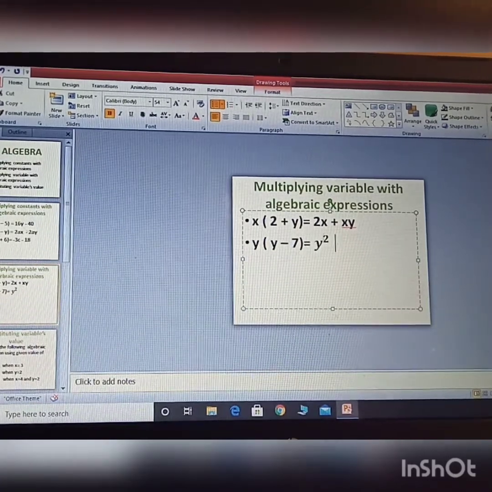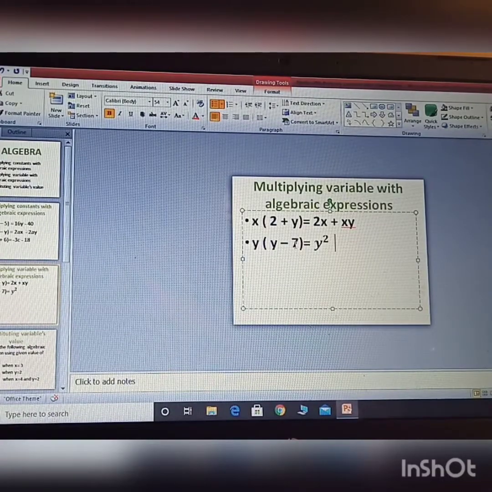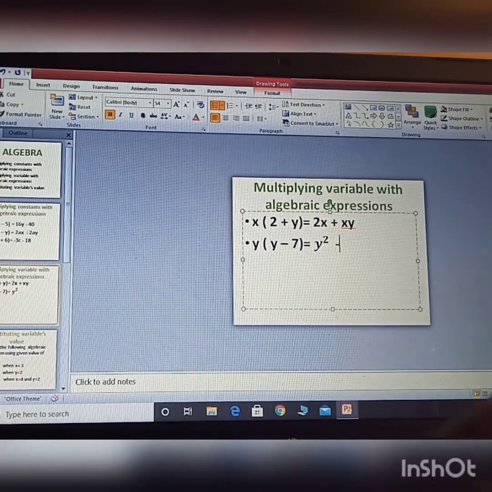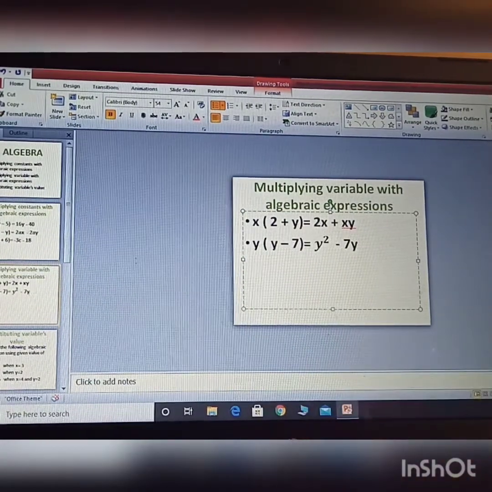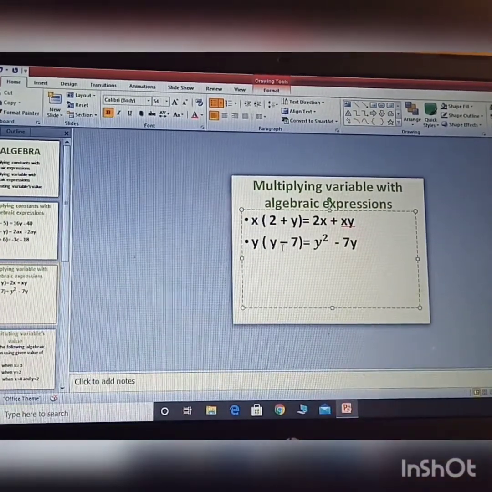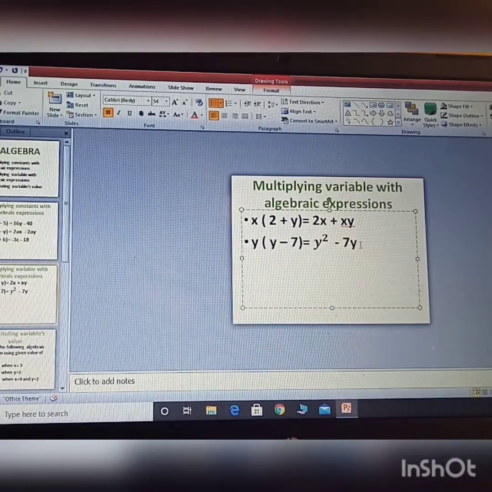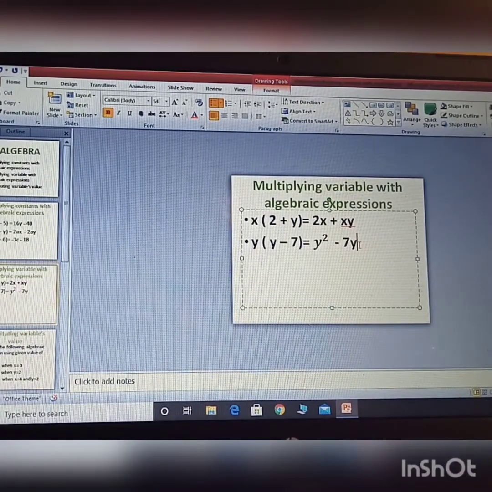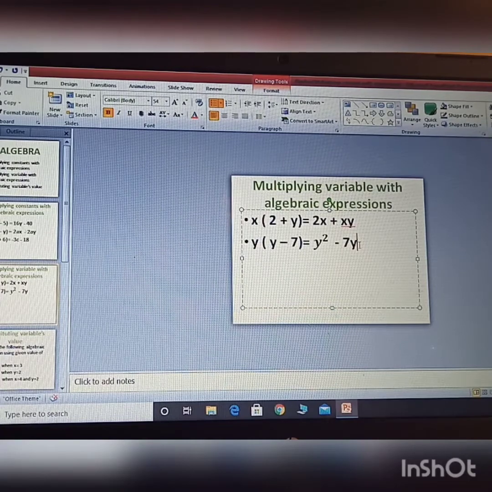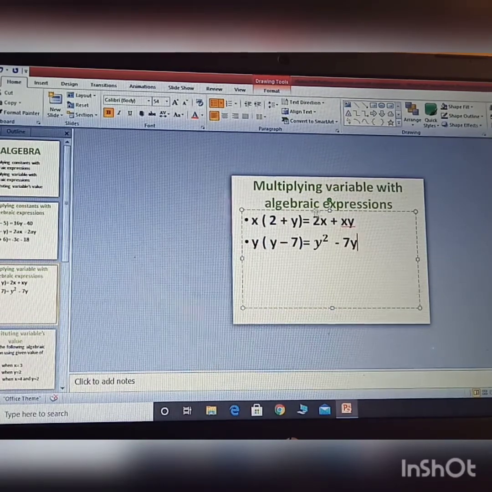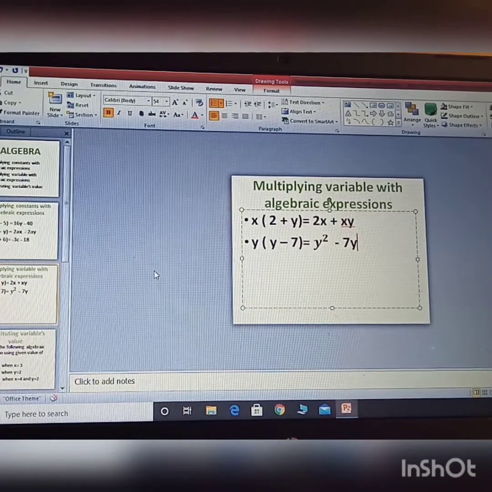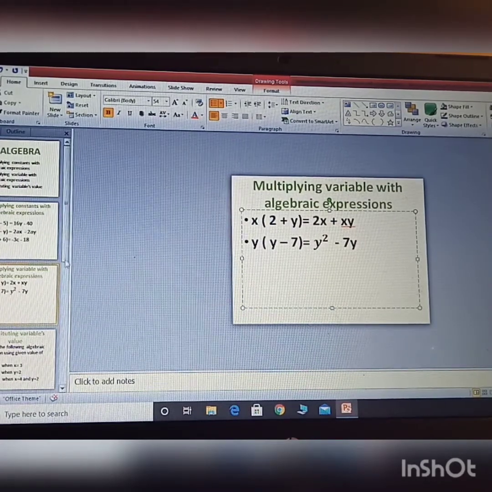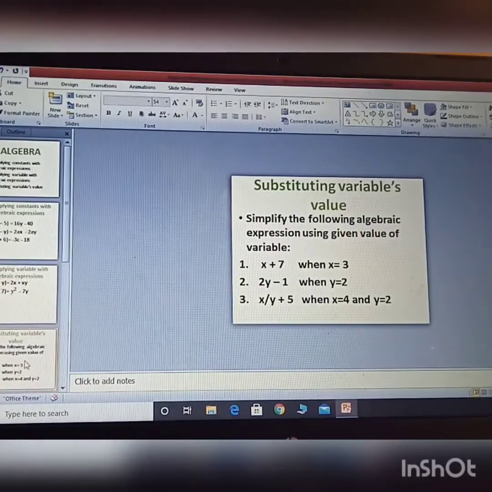And then secondly, let's multiply this y with a negative 7. It will give you a 7y. So now this 7 has become the coefficient of this y. So this second target is again now achieved and done. We have done multiplication of variable with algebraic expression. Then the final target, that is about substituting variable's value.